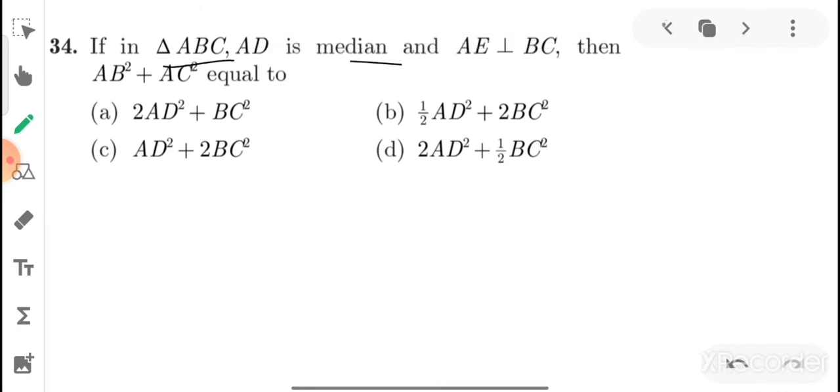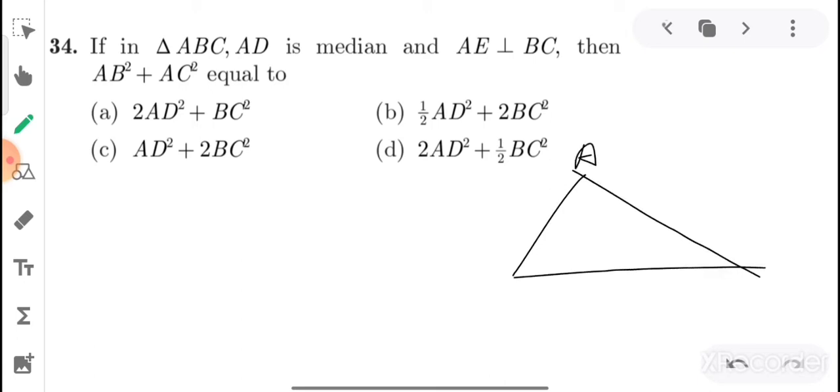Solve this question. How can we solve this question? We have to draw the figure. It is a triangle ABC. AD is the median, and AE is perpendicular to BC. We have to calculate AB square plus AC square.